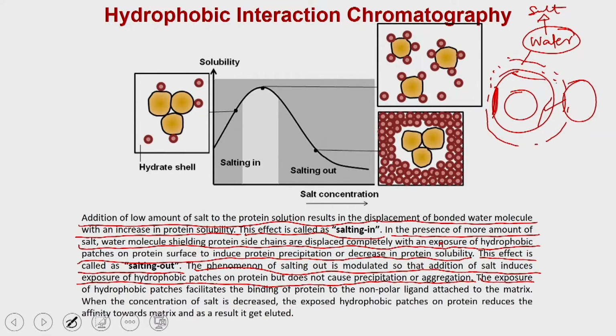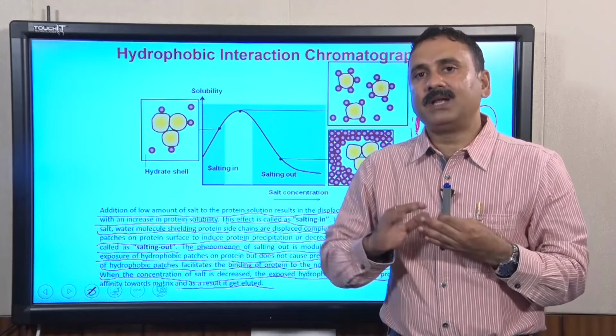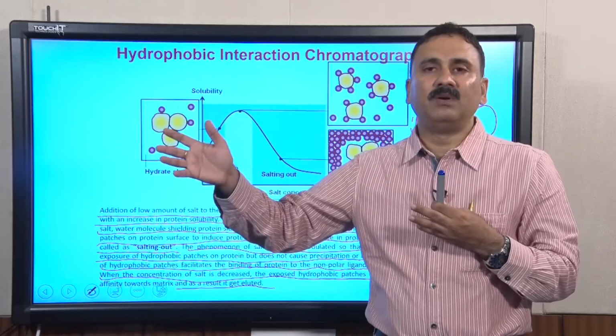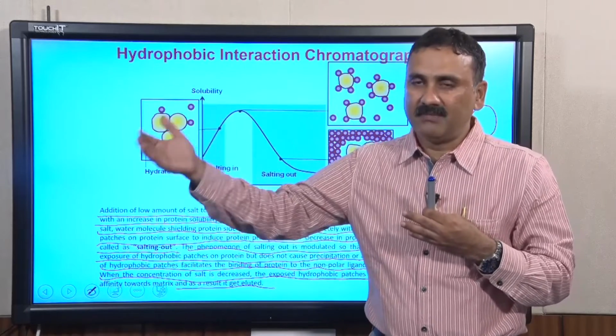The exposure of hydrophobic patches facilitates the binding of the protein to the non-polar ligands attached to the matrix. When the concentration of salt is decreased, the exposed hydrophobic patches on the protein reduce the affinity, and as a result the protein gets eluted. So, once you increase the salt, the hydrophobic patches are going to be exposed, and that will facilitate the binding of the protein to the matrix.